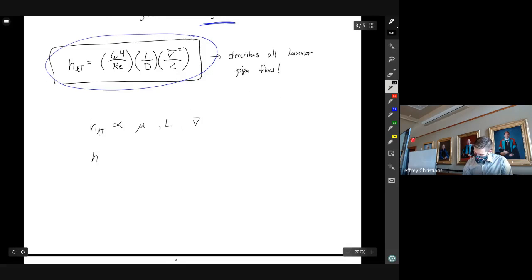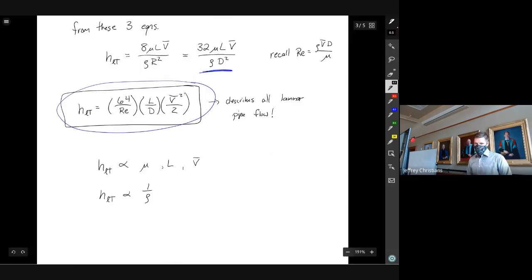One thing that's maybe a little less expected: head loss is proportional to 1 over the density. So higher density fluids have less loss, which, if you think about it, maybe makes sense, because a higher density fluid, for the same flow, is going to have more inertia. And because it has higher inertia, it's going to have less loss. It's kind of interesting. The thing that has the most effect on head loss, though, is the diameter.